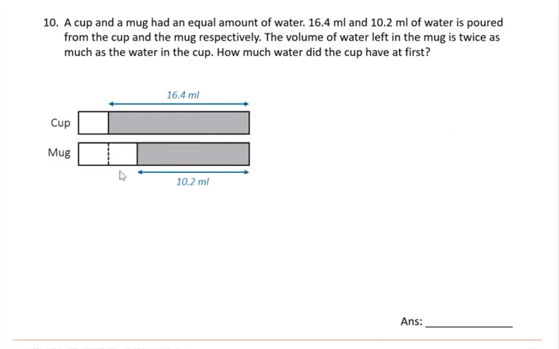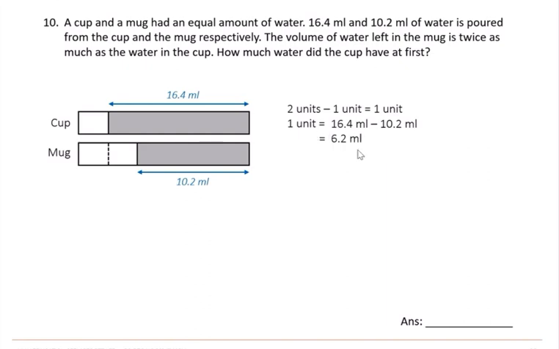Okay? So over here, you can find the value of 1 unit. You see this is 16.4, this is 10.2. So you can find this part, which is 1 unit. So 1 unit will be a value of 16.4 minus 10.2, 6.2. 1 unit is 6.2. I want to find out how much water did the cup have at first.